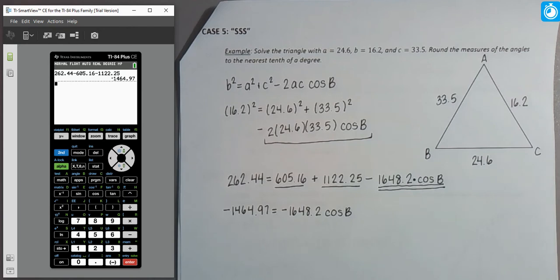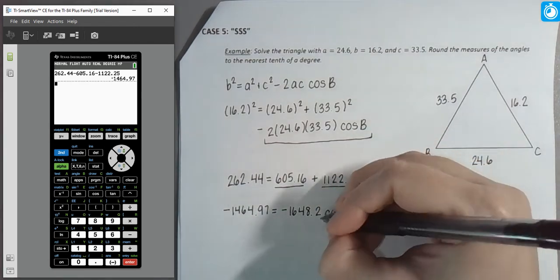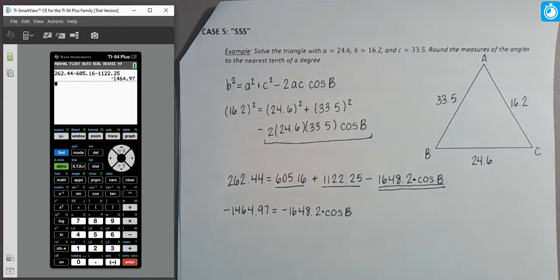What do we need to do next? Well, we need to get rid of the negative 1,648.2. It's tempting to want to add it, right? You can't add it. It's multiplied by the cosine. In order to get rid of it, you have to divide it out because it is a coefficient. It's a factor for this term. So divide it out from the other side.